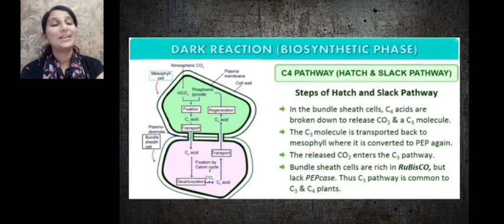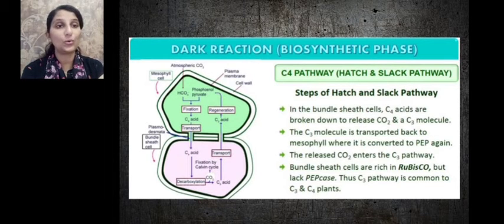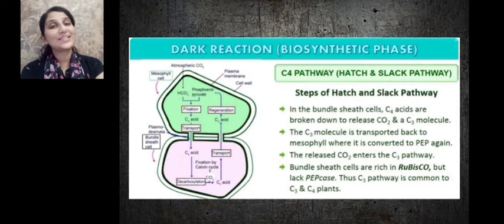Then what happens to the carbon dioxide? The bundle sheath cell has the enzyme Rubisco, whereas it is lacking in the mesophyll cells. So the bundle sheath cells, with a rich amount of Rubisco, receive the carbon dioxide, and it enters the C3 pathway. The C3 pathway is common to both C3 and C4 plants. So this carbon dioxide enters into the Calvin cycle or C3 cycle, and with 6 rounds of this Calvin cycle, it synthesizes one molecule of glucose.